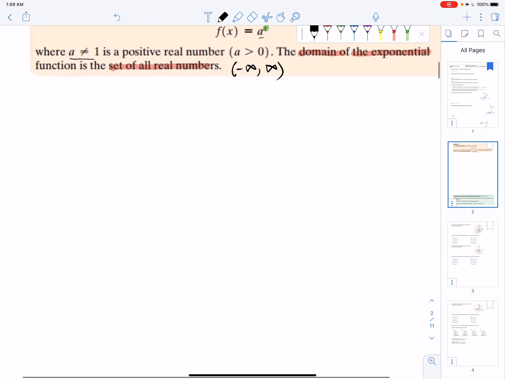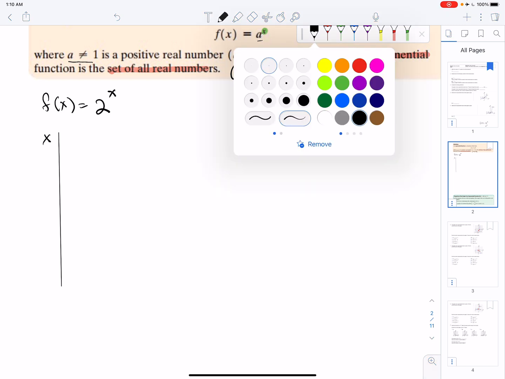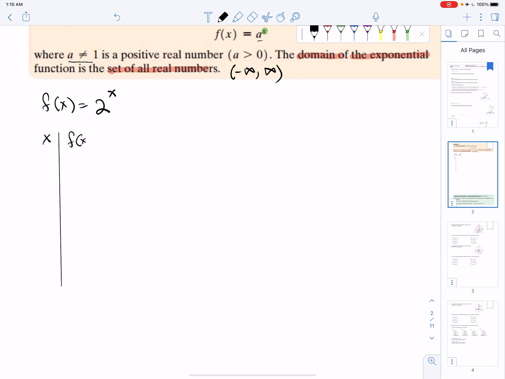Let's go ahead and take a look at what an exponential function looks like. And a real nice basic one would be something like f of x equals 2 to the x power. So when we're actually going to fill this thing out, that's our y value, also known as the f of x, right? And you'll get kind of a sense of what's going on here.